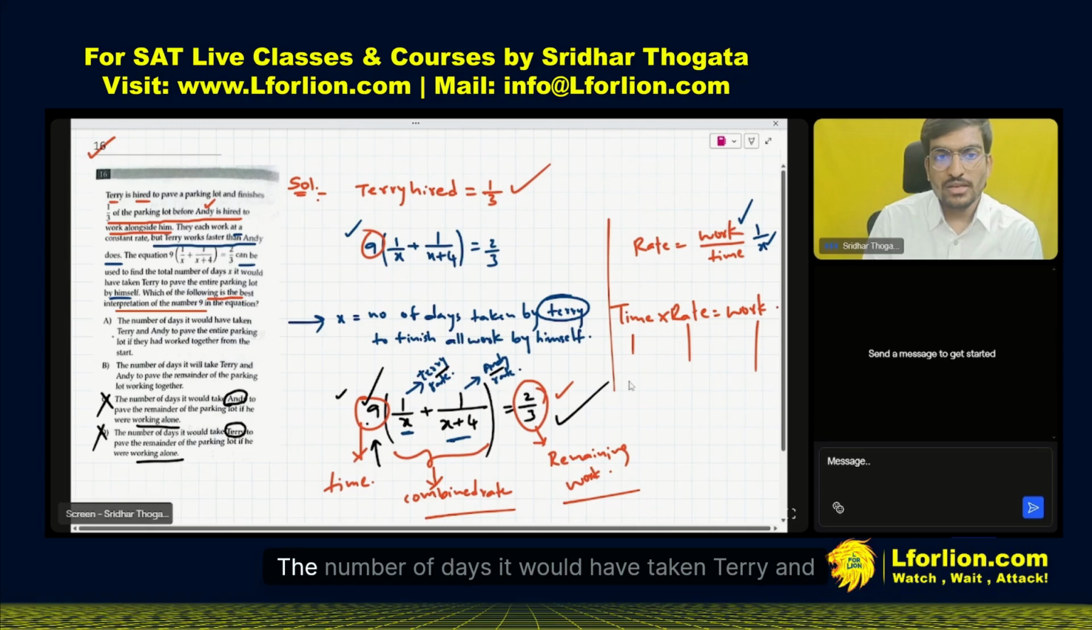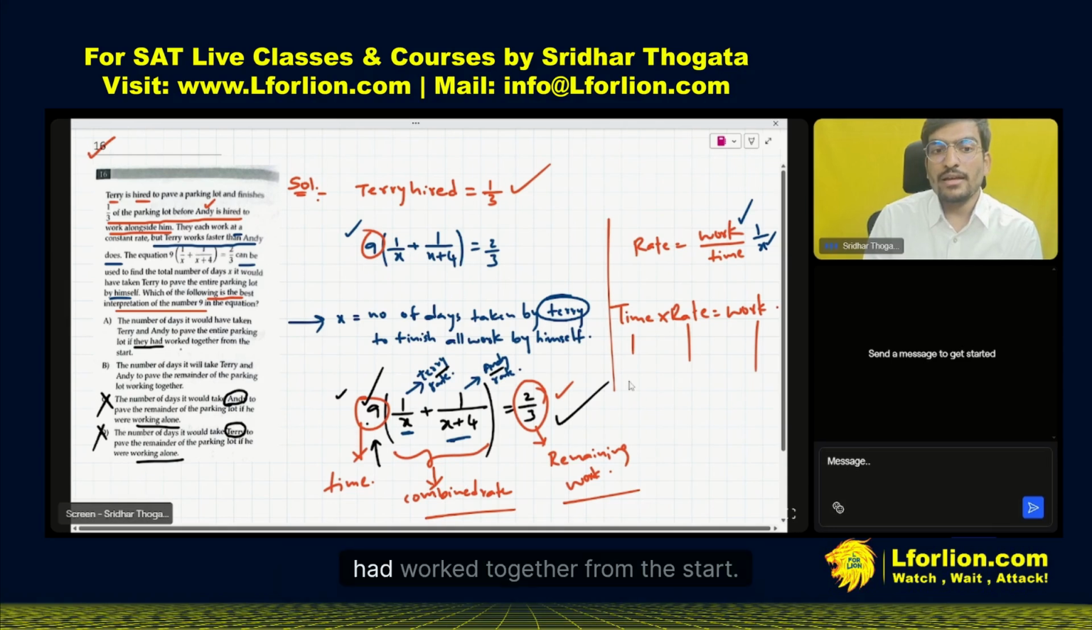Coming to option A, the number of days it would have taken Terry and Andy to pave the entire parking lot if they had worked together from the start. Had they worked together from the start? No, Terry already finished 1/3 of the work. So there will be remaining work. So that's why this is also incorrect.